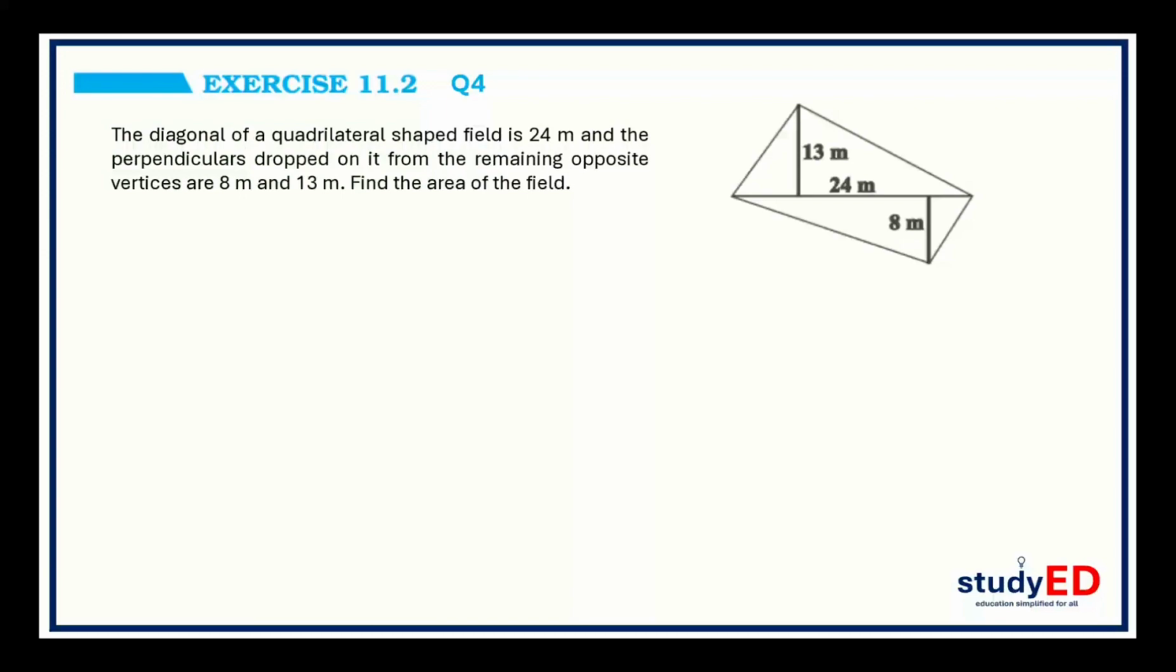Let's start off. The diagonal of a quadrilateral shaped field is 24 meters and the perpendiculars dropped on it from the remaining opposite vertices are 8 meters and 13 meters. Find the area of the field. Now this is very simple.